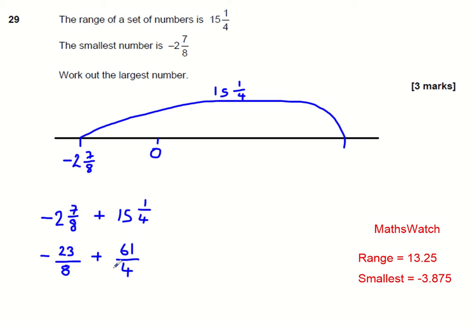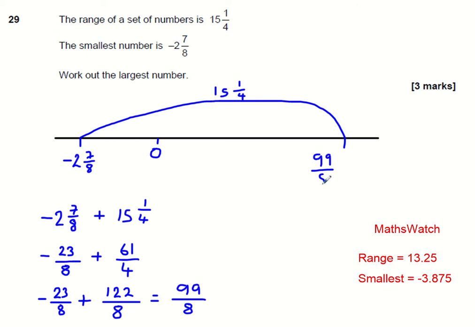So if I multiply 61 and 4, both by 2, I end up with the question of minus 23 over 8 plus 122 over 8. Now all I need to do is add the top numbers, so minus 23 plus 122. You can work that out, it becomes 99. You can think about that as 122 minus 23, that's 99 over 8. That is the largest number, 99 over 8.